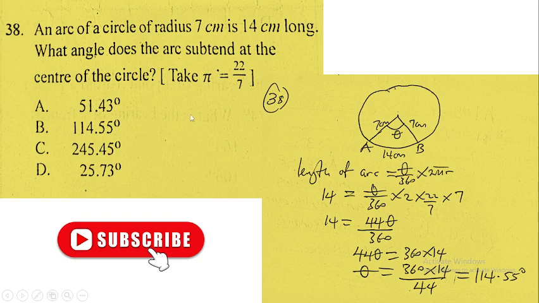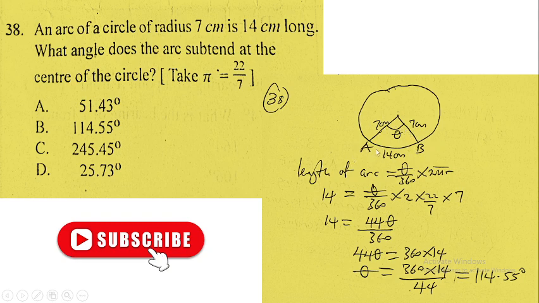Question number 38 now. An arc of a circle of radius 7 cm is 14 cm long. What angle does the arc subtend at the center of the circle? It's very simple as well. You are having a circle, and when do we have an arc in a circle? When we have a radius or when you have a chord. But we need radius here because we are given the radius of the circle. So we are told that the arc is 14 cm long and the radius is 7 cm. What is the angle that this arc subtends at the center?